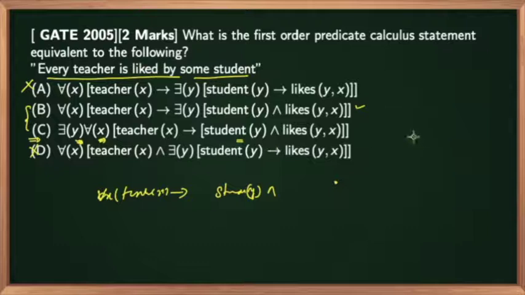So basically, you are fixing the y. For example, let's fix this y. Then you are saying for all x, that means this column. Let's assume the pair is x comma y. You are fixing the y and selecting all the x's, and you're saying there exists one student who likes all the teachers. That is not the statement. It says every teacher is liked by some student, right? So the answer should be B.